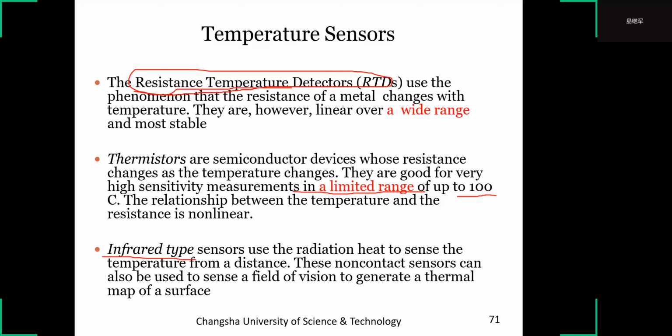Infrared type sensors use radiation heat to sense the temperature from a distance. This non-contact sensor can also be used to sense a field of vision to generate a thermal map of a surface.